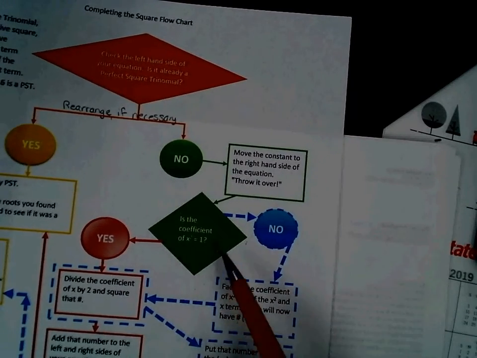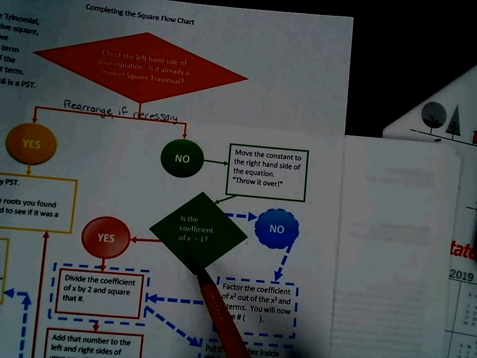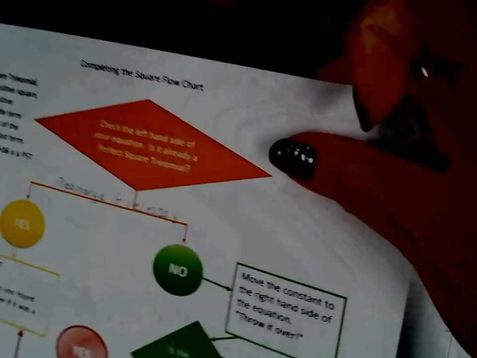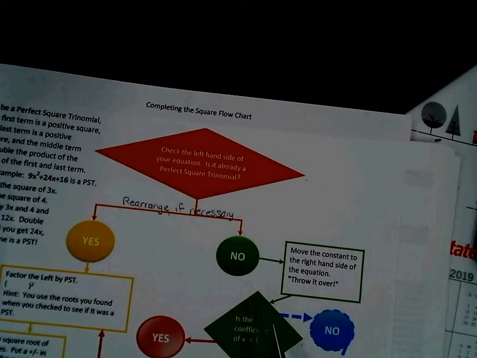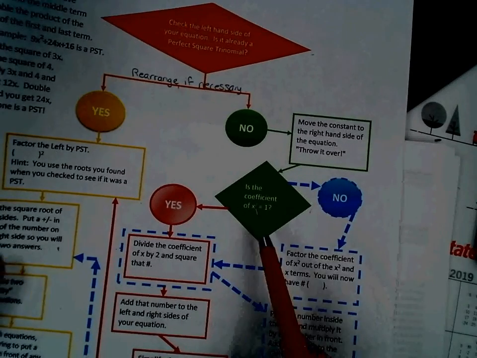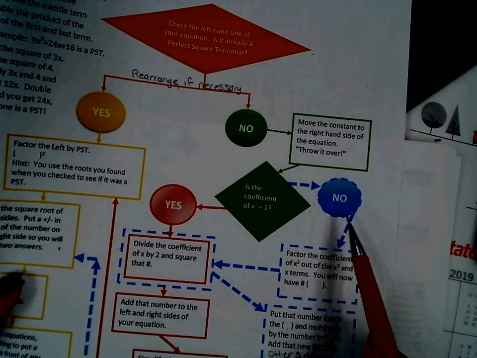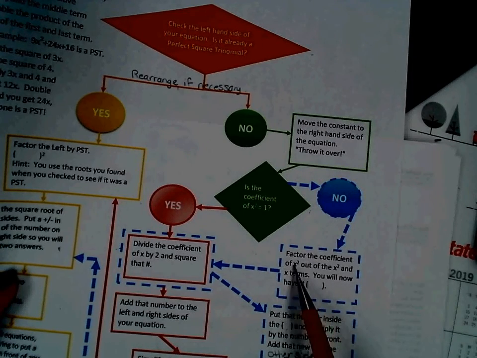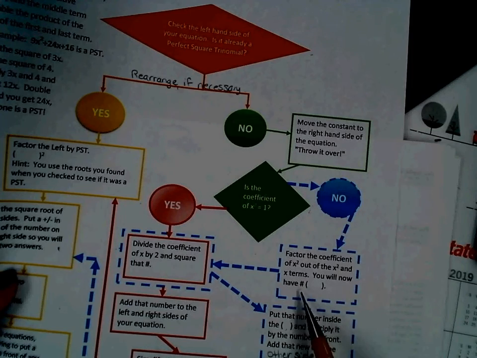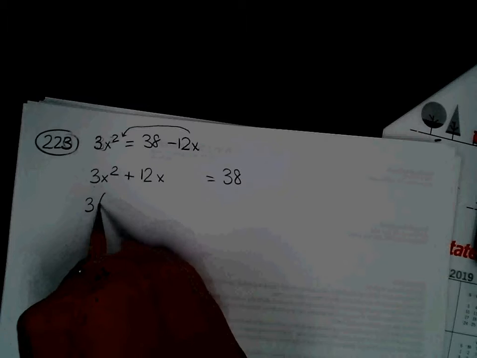Is the coefficient of x squared equal to 1? The coefficient of x squared is 3. So the answer to that question is no. So I follow the flow chart. Here was the question. Is the coefficient of x squared 1? I answered no. So I follow over here to the no. And then it says factor the coefficient of x squared out of the x squared and x terms. You will now have a number and a parenthesis. Okay, so take my 3 and factor it out.